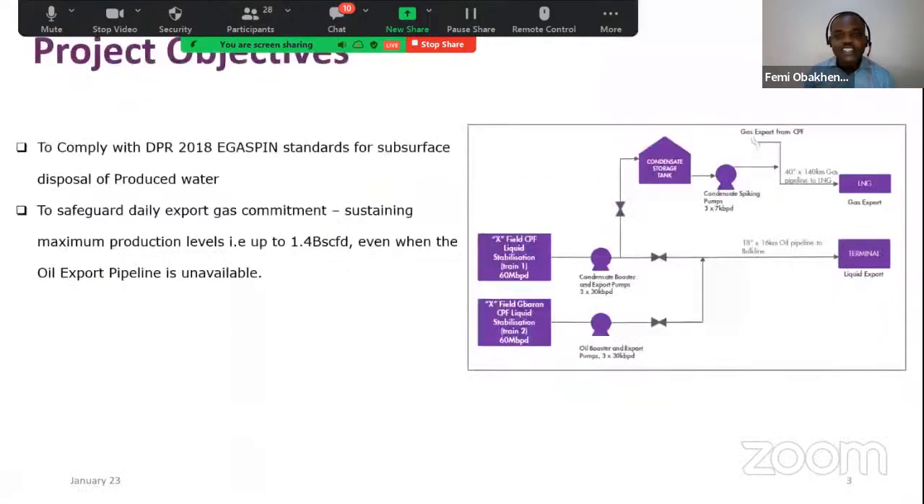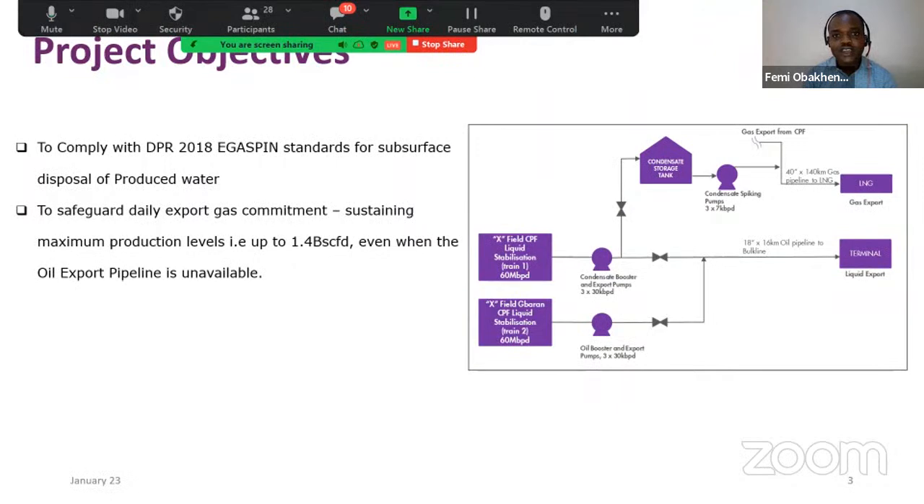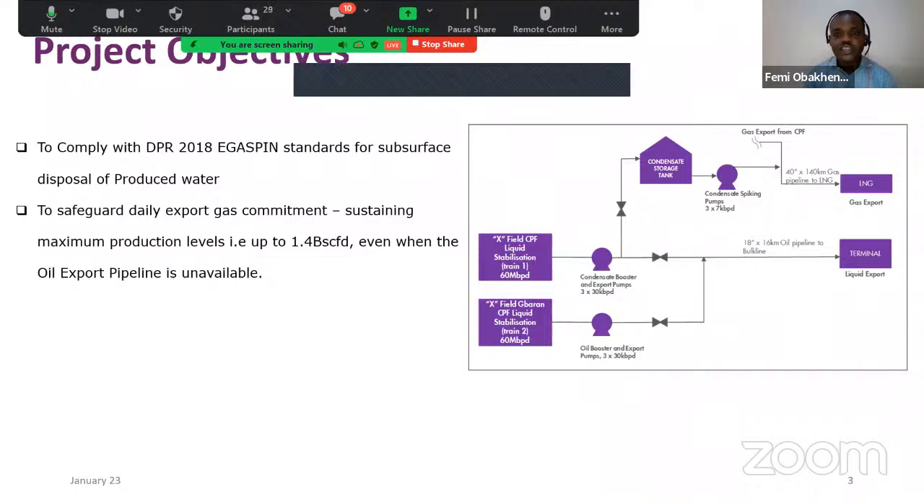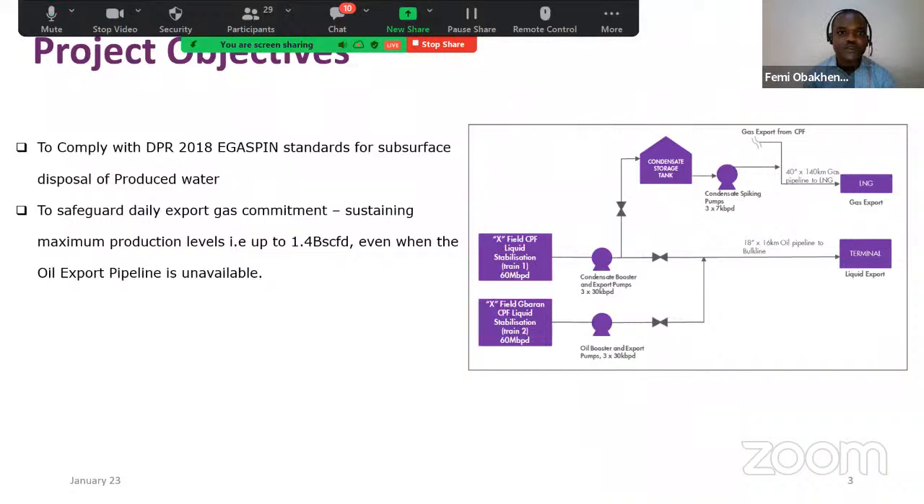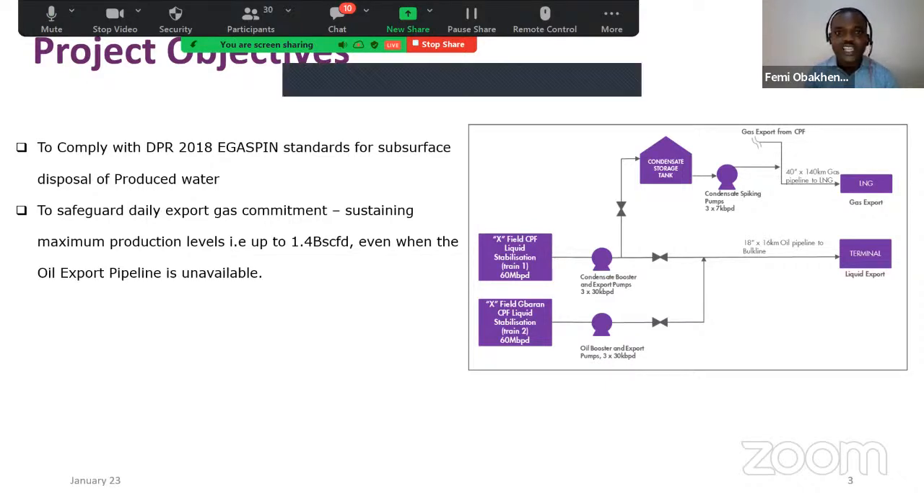All right, so the objective. Sometime in 2017, 2018, 2019, there was an update to the EGASPIN standard by DPR. And one of the recommendations there was that instead of the overboard disposal of petroleum produced water, the new way of working would then be to develop a robust subsurface disposal of produced water. And that means wells will be drilled and all the produced water would then be discharged to a selected appropriate reservoir.